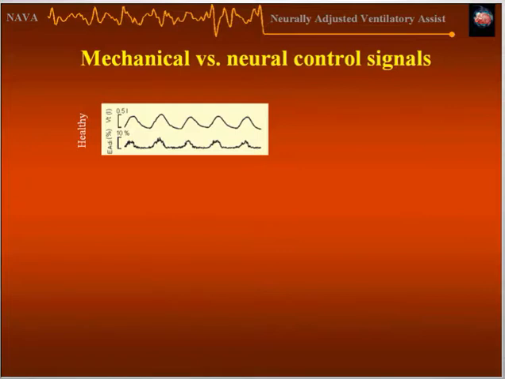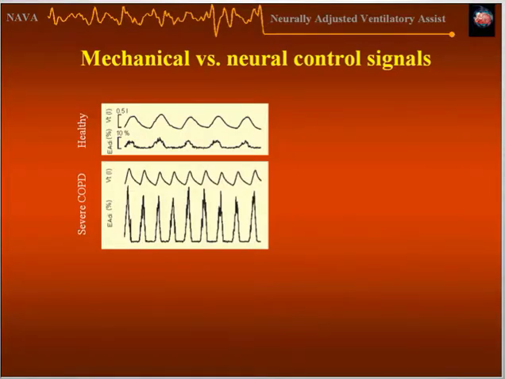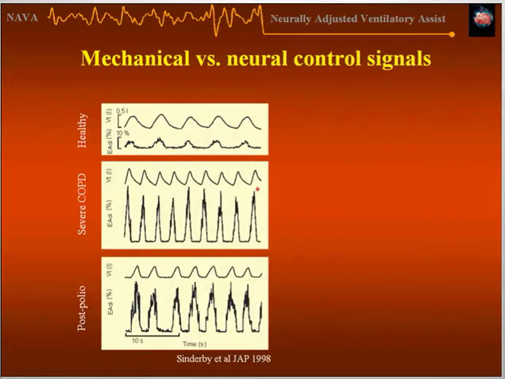Here we see a healthy subject breathing with a tidal volume of 0.5 liters. The diaphragm activation is below 10% of its maximum. These two slides show one severe COPD patient and one post-polio patient, both with chronic hypercapnia. They are both breathing with a tidal volume of 0.5 liters in this case. But if you see here, the diaphragm activation is increased by more than 5-fold in order to maintain this ventilation. And this is what the disease does to the patient.